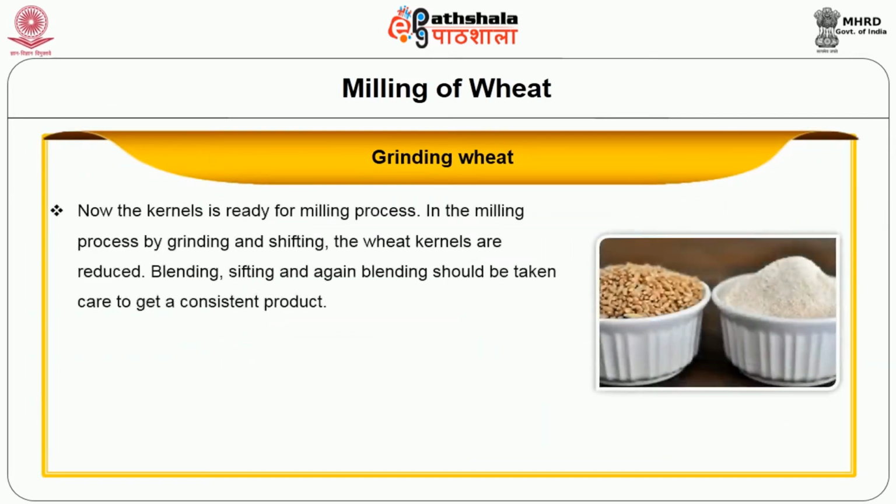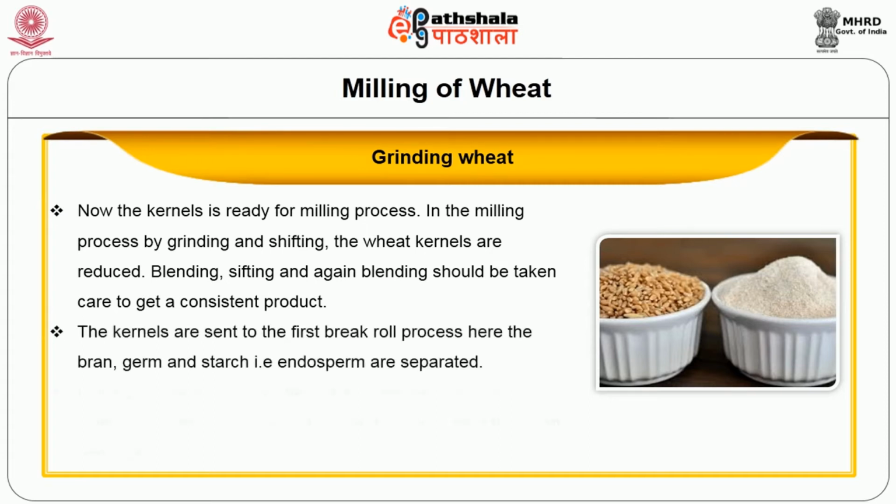Grinding wheat. Now the kernel is ready for the milling process. In the milling process, the grinding and sifting are done one after the other. The wheat kernels are reduced in this process. Blending, sifting and again blending should be taken care of to get a consistent product.